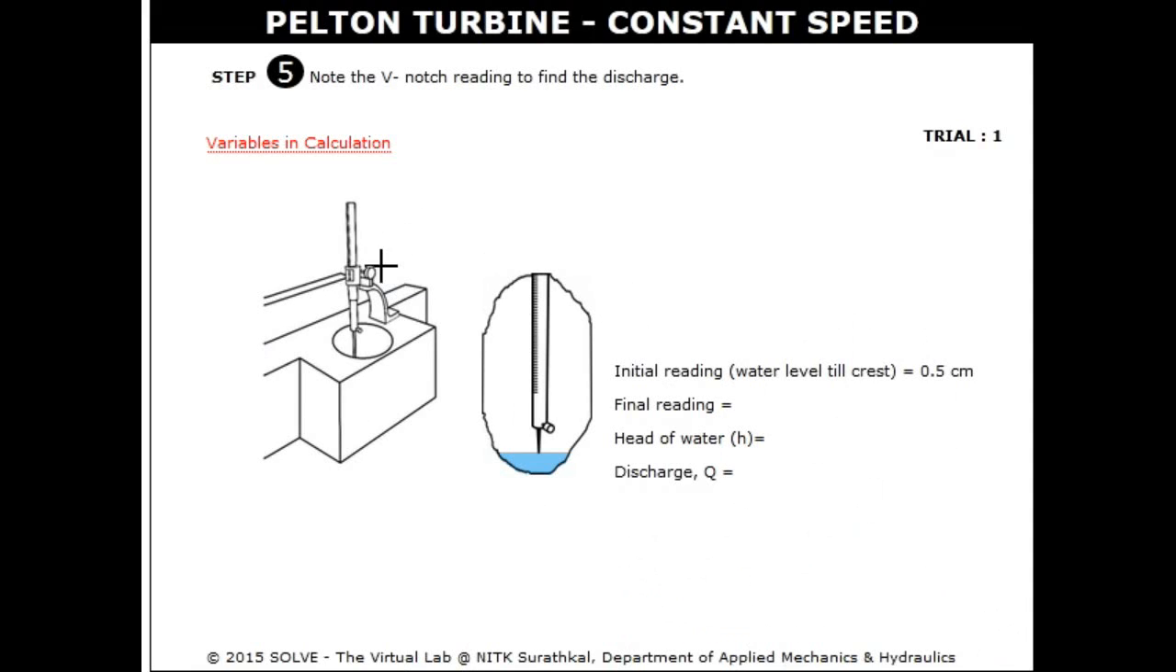Once we know the RPM and head, with the help of RPM we will get the power input. Now, with the Pelton turbine we need to measure the discharge. This is the hook gauge. Let us measure what the discharge is.